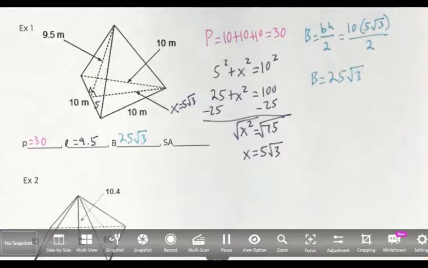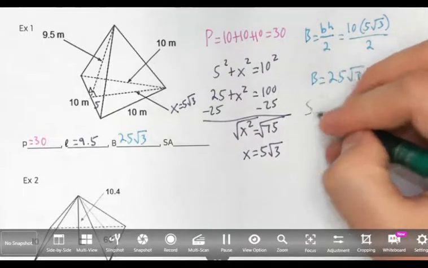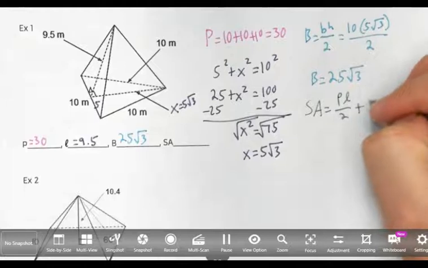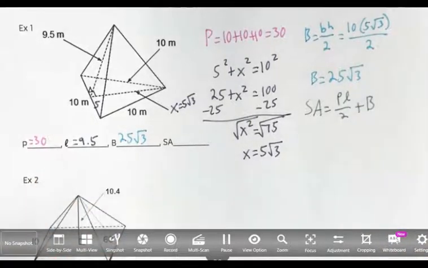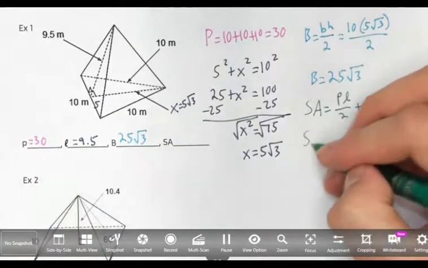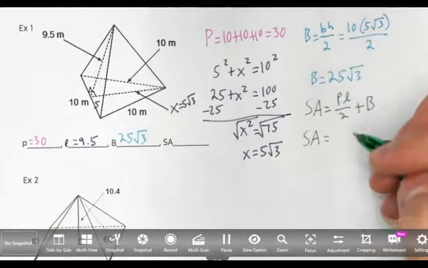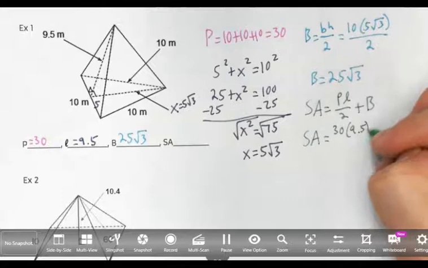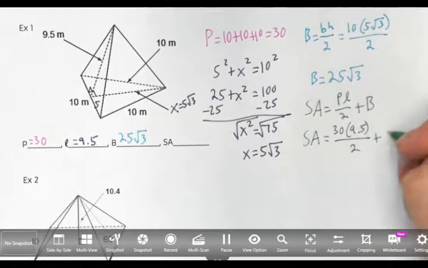And then you can just look up to the top of your page and recall the formula for the total surface area of a pyramid. Go ahead and rewrite that: P times L over 2 plus B. And then we just plug in the 3 pieces of information that we have already written down. So P is 30, L is 9.5, and then B is 25 square root of 3.